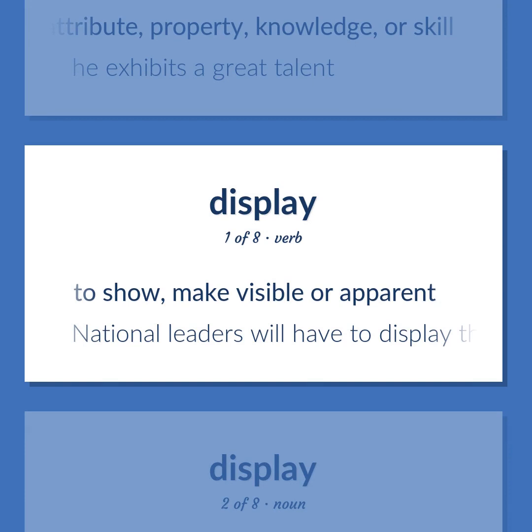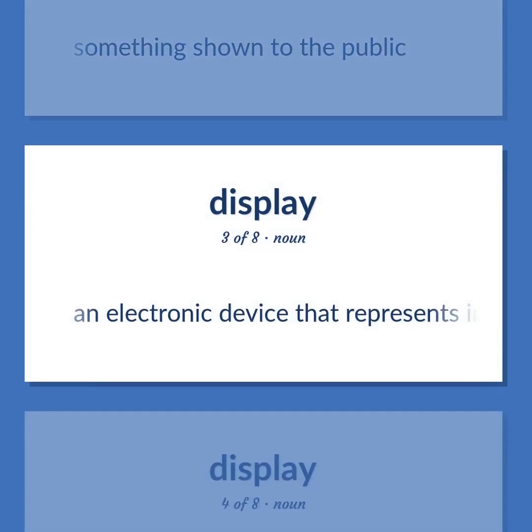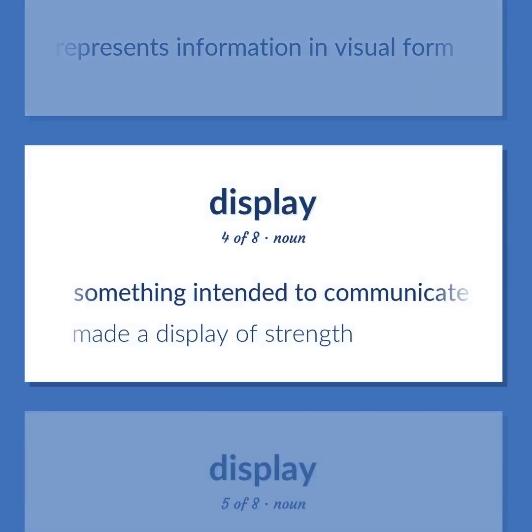To show, make visible or apparent. National leaders will have to display the highest skills of statesmanship. Something shown to the public. An electronic device that represents information in visual form. Something intended to communicate a particular impression. Made a display of strength.